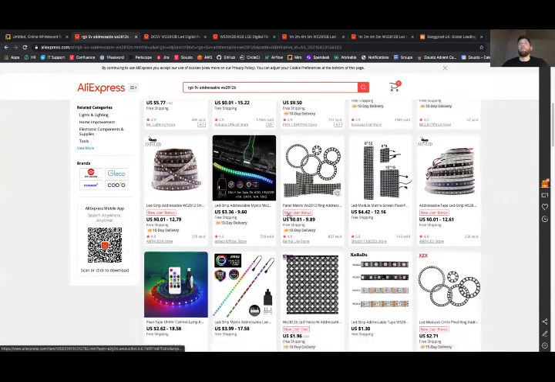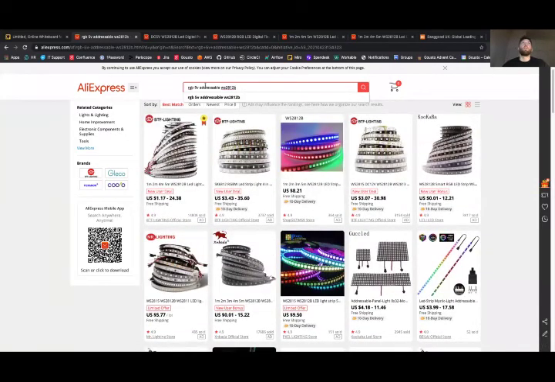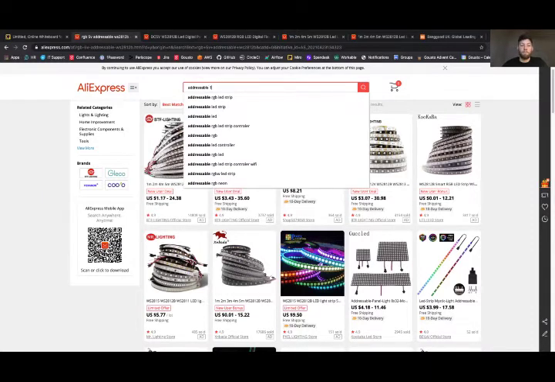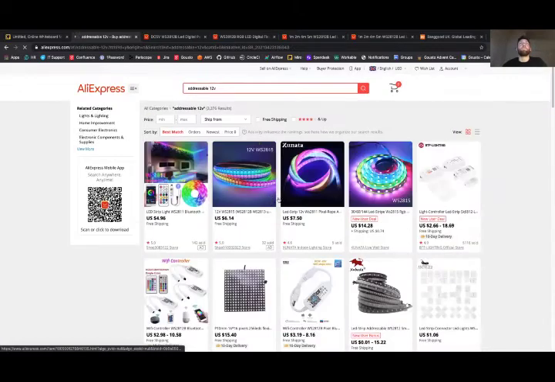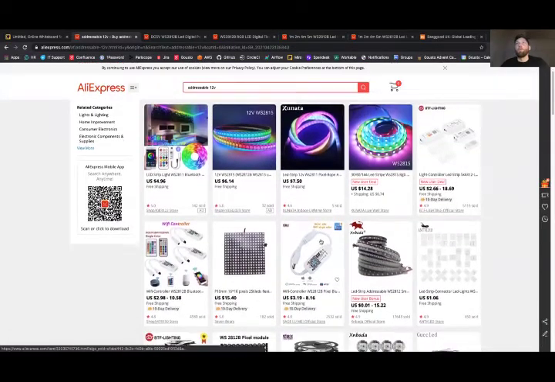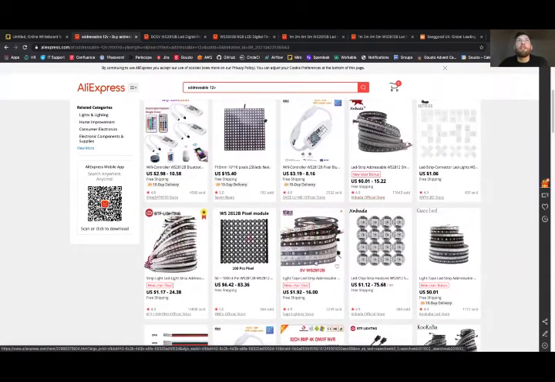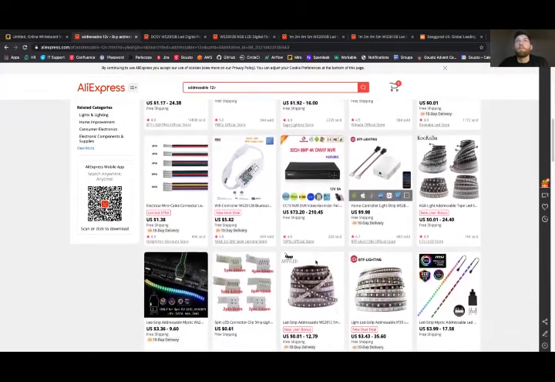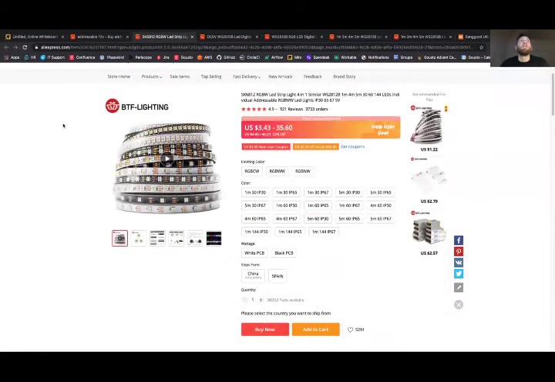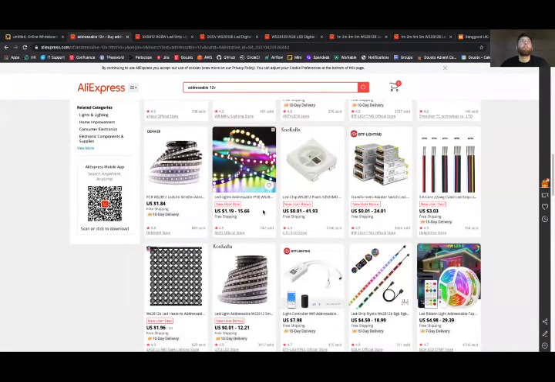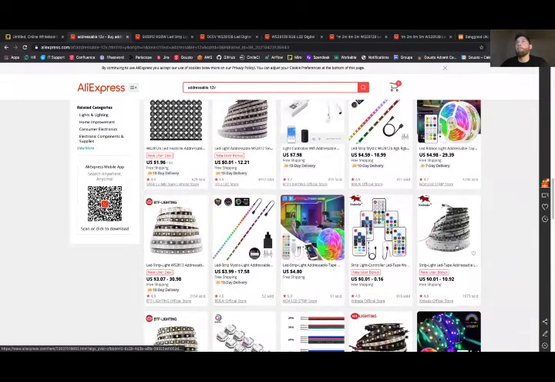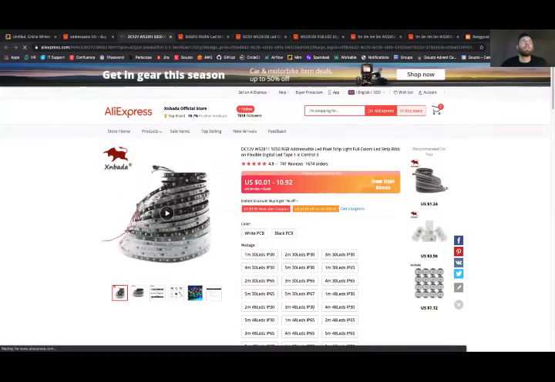Let's have a look at some different modules. So why don't we try to find some 12-volt modules? So you can get addressable 12-volt strips. Let's see if there's a good example of one of these. Potentially these. Nope. Potentially these.